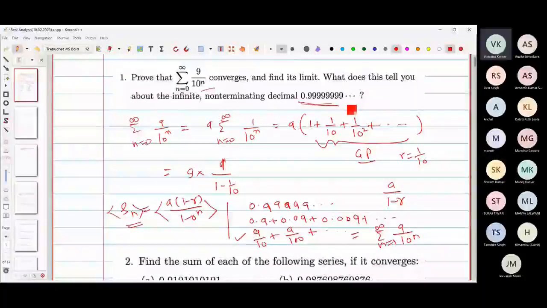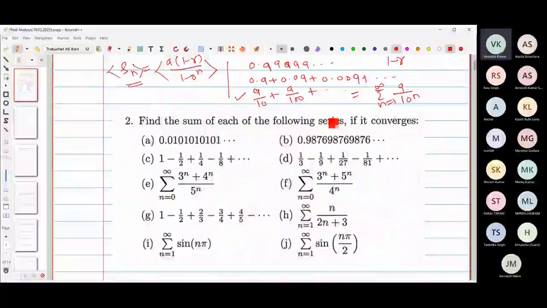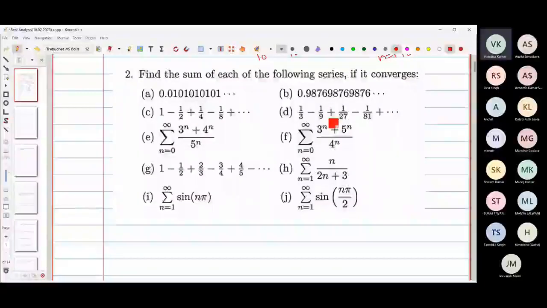Okay. So the second question is to find the sum of each of the following. This is a similar thing to what we have discussed. Okay. So in this part A, you can see 0.0101, then 01, then 01 repeating. You can write it as 0.01 and then plus 0.0001. Okay, fine. You are writing it as a sum.